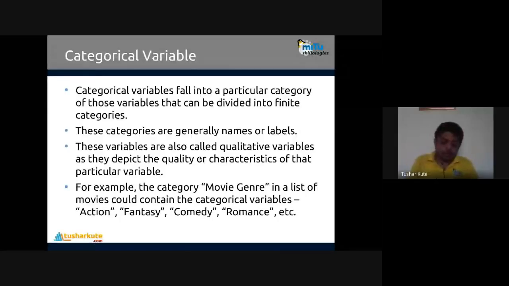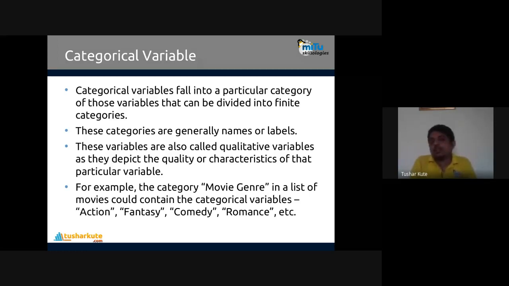So let's continue with another kind of test which is applicable to the testing of hypothesis. Before proceeding, we need to understand a few things, because the test is connected to that kind of variable: the categorical variable. When the data contains a set of categories, it's called a categorical variable. These are variables that can be divided into finite categories. These categories are generally names or labels. These labels are called qualitative variables, as they depict the quality or characteristics of that particular variable.